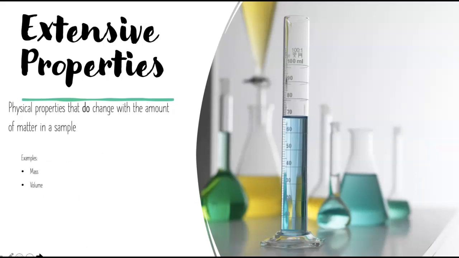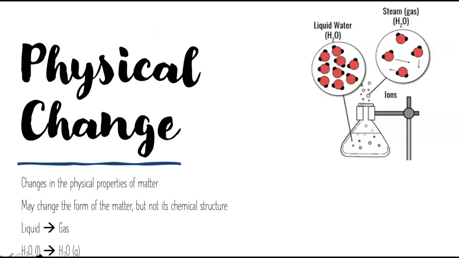The opposite of that is an extensive property. These are properties that do change with the amount of matter we have. So these would be things like the mass or the volume, things that we're going to measure in the lab in chemistry. Again, more physical properties.